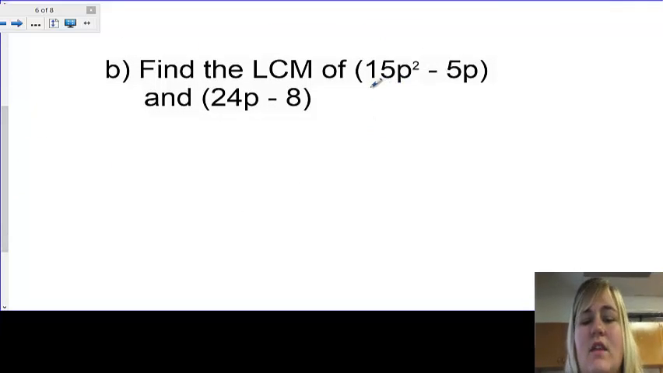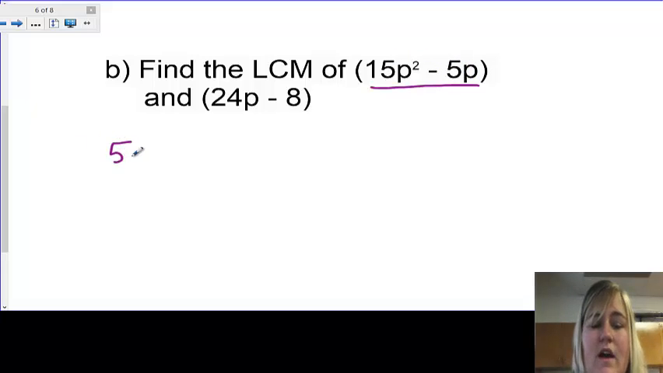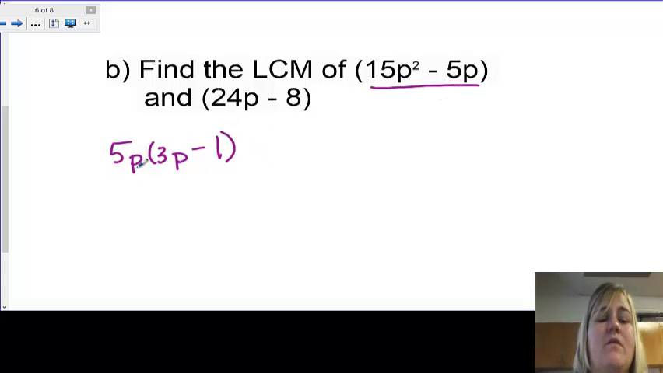Can I factor anything out of 15p squared minus 5p? Well, I hope that you recognize we can divide a 5 out of both, and we can take a p out of both. So I'm going to take out 5p, which is going to leave me with 15 divided by 5 is 3. P squared divided by p is p, minus 5 divided by 5 is 1. P divided by p is 1, so we just close that up. So I have 5p times the quantity of 3p minus 1.